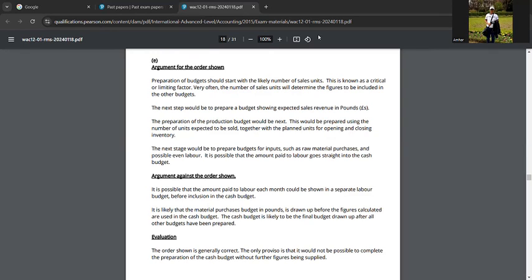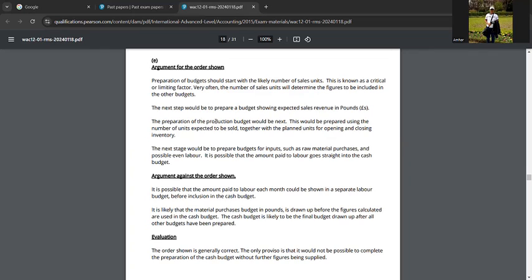Look at my screen. Arguments for the order shown. If you're arguing in favor, you can say preparation of the budget should start with the likely number of sales units. This is known as a critical or limiting factor. Very often, the number of sales units will determine the figures to be included in the other budgets. In this past paper question also, they are preparing like that, right? Sales units and then sales value. So the order that they have used is correct, right? Yeah. So this is good.